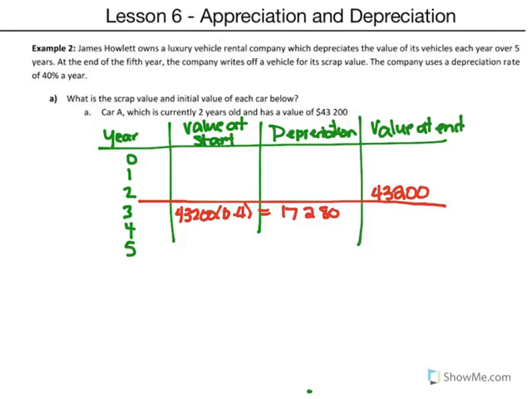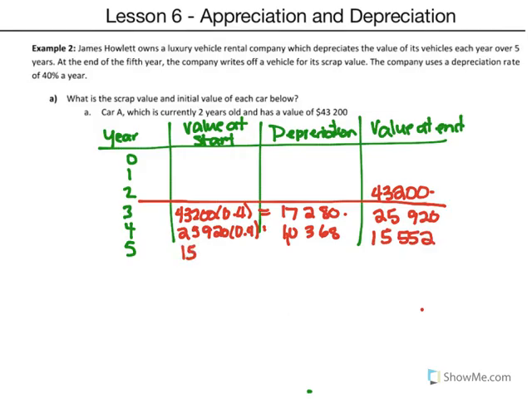To figure out how much it is at the end of the year, we're going to take this $43,200 and subtract the $17,280. And now at the end of year 3, this car is worth $25,920. Now we're going to do the same at the end of year 4. So 25,920 times 0.4. And now this car has a depreciation of $10,368. So this car is now worth, subtract 25,920 minus 10,368, and you get 15,552.